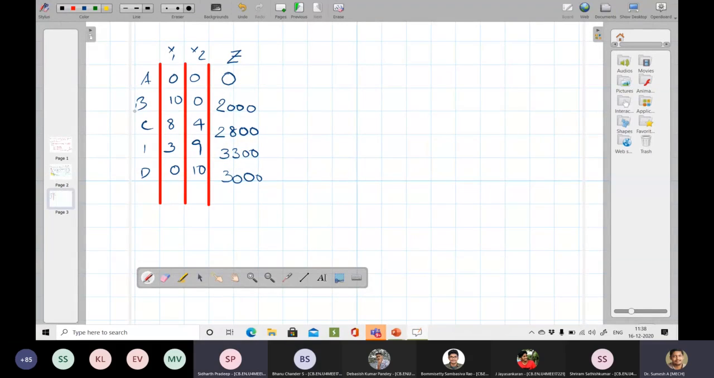Sir, one small doubt, sir. Yes, please. Carry on. Sir, if the D point is greater than 3300, but one side is 0, so will we consider that? Yes, why not? Because only product x2 is being formed.